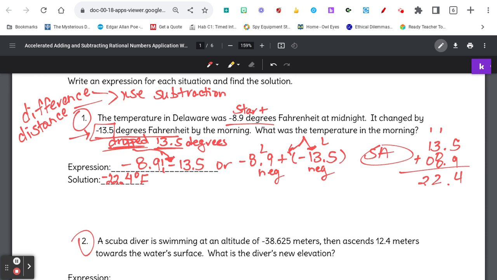But if it's not difference or distance, you're going to write these problems from left to right. And the sign of the number, or whether you put a minus or a plus, depends on the keyword, like ascend, descend, gain, lose.